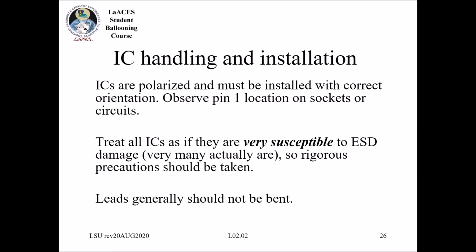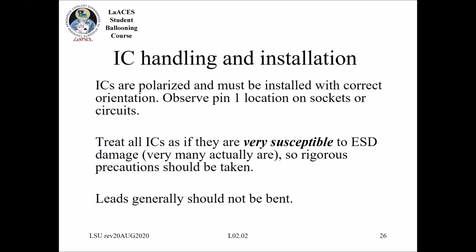So again, they're polarized. It matters which way you install them. Observe the pin 1 location. And then this is really important: treat all ICs as if they are very susceptible to electrostatic damage. And they really are, and rigorous precautions should be taken. And leads should generally not be bent.